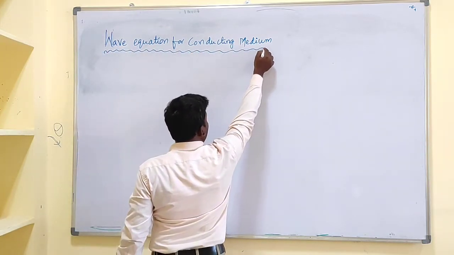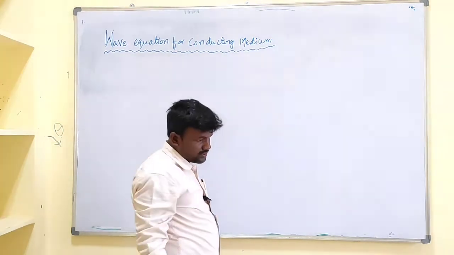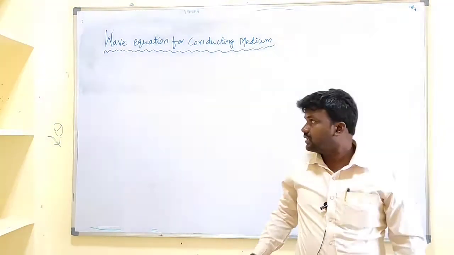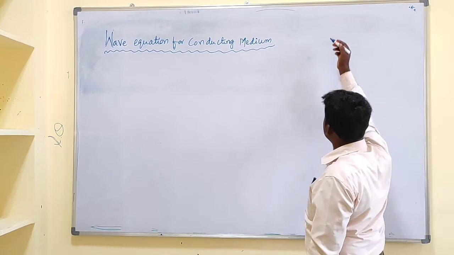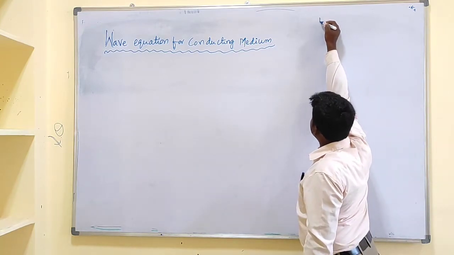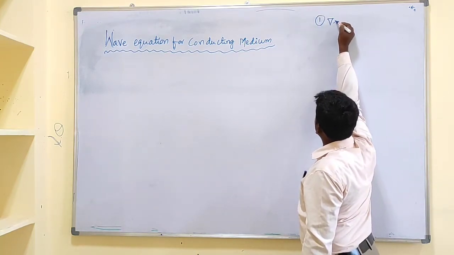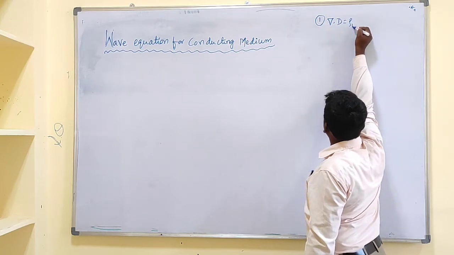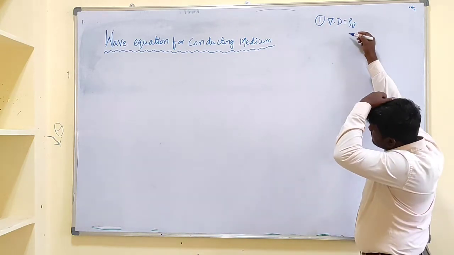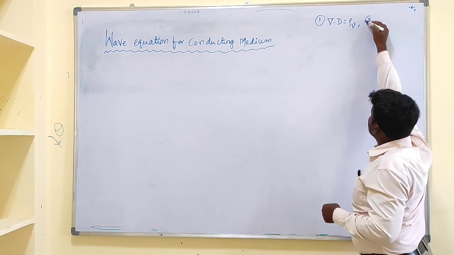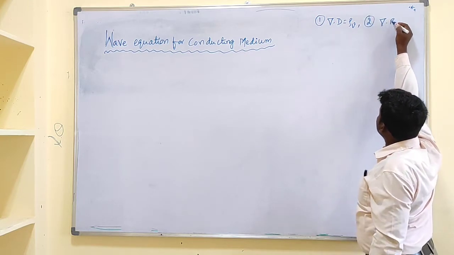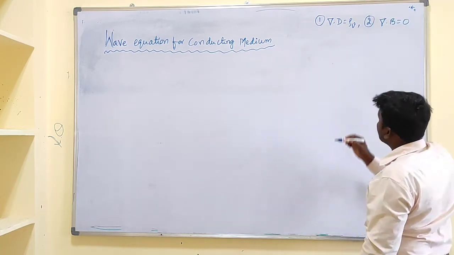To derive this wave equation, we need to use Maxwell's equations. What are Maxwell's equations? We have four Maxwell's equations. These are the standard Maxwell's equations. First one is del dot D equal to rho V. Second one is del dot B equal to 0.